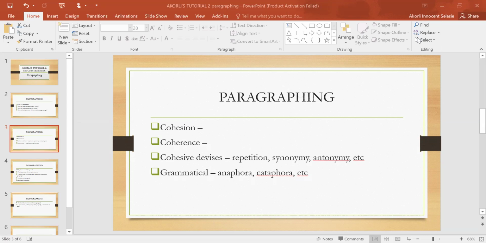Very good. Then we talk about lexical cohesion, where we talk about also repetition, synonyms, antonyms, meronyms.